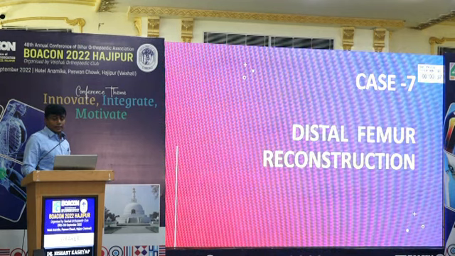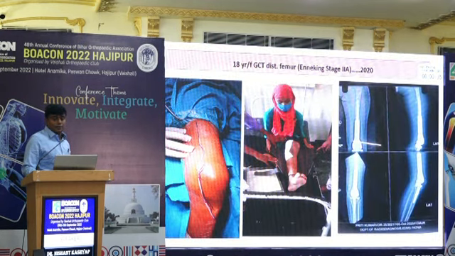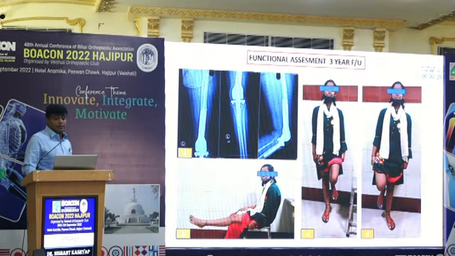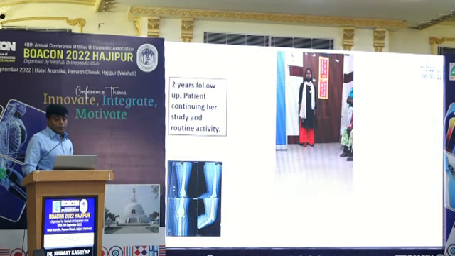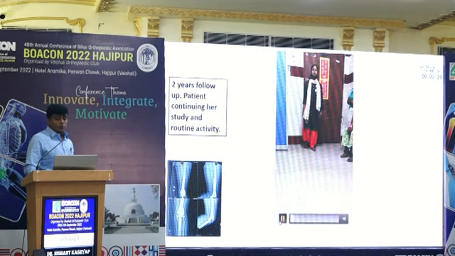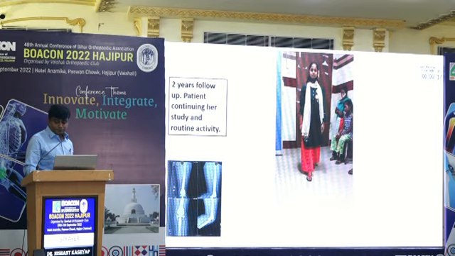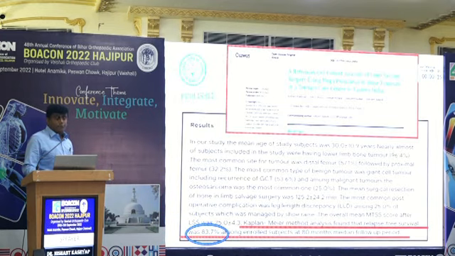And this is another case, distal femur reconstruction, an 18-year female, GCT of the left distal femur, in stage 2A, operated in 2020. This is a functional assessment, 3-year follow-up, 2-year follow-up picture, video, patient continuing her study and routine activity. So this is published in a PubMed journal.